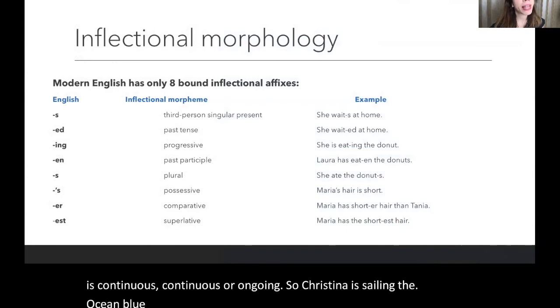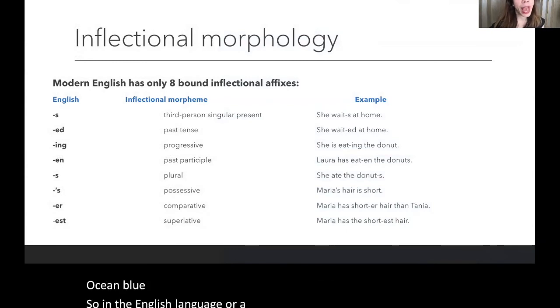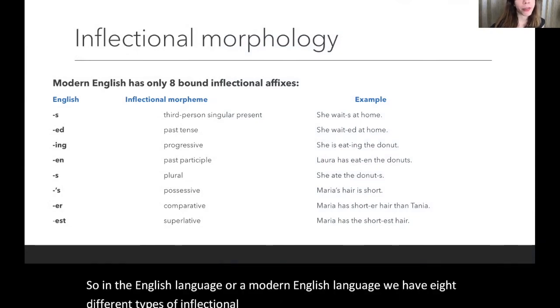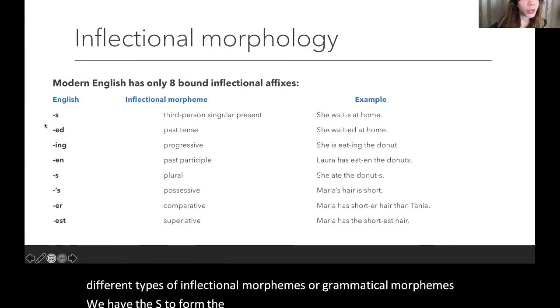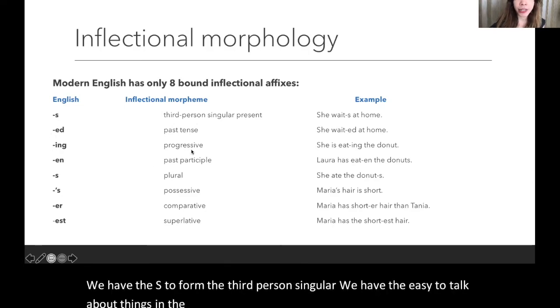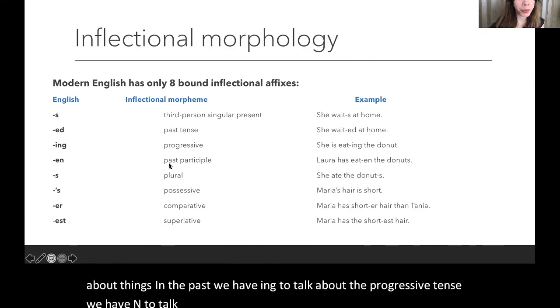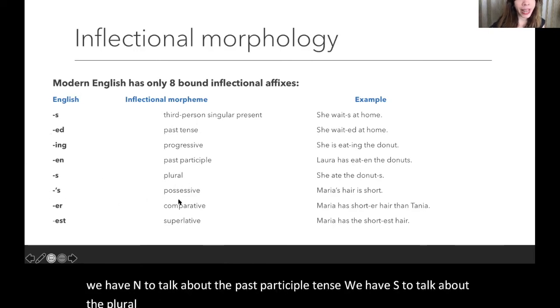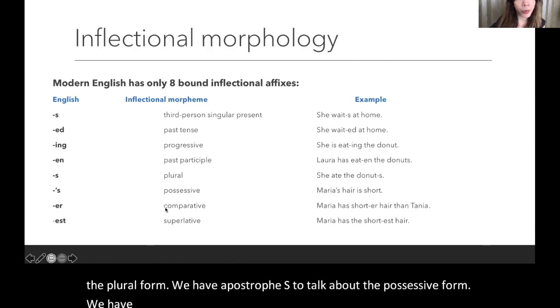So in modern English, we have eight different types of inflectional morphemes, or grammatical morphemes. We have the -s to form the third person singular. We have the -ed to talk about things in the past. We have -ing to talk about the progressive tense. We have -n to talk about the past participle tense. We have -s to talk about the plural form. We have apostrophe s to talk about the possessive form. We have -er to talk about comparative form. And we have -est to talk about the superlative form.